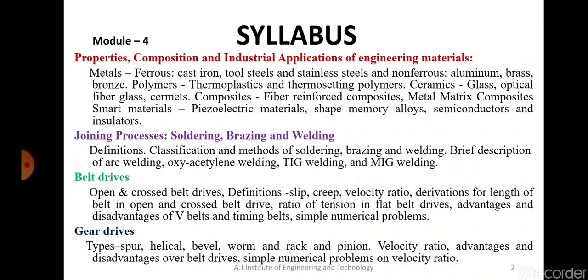Then the last part is gear drives. Gear drives means it's another type of power transmission mechanism where we are using different gears for transmitting power from one point to another, generally when the distance is small. Okay, most of the automobiles and machine parts use gear drives.